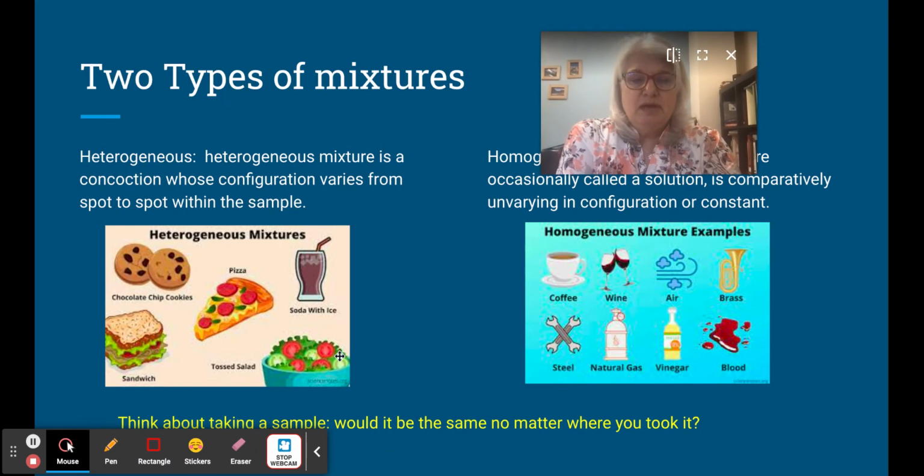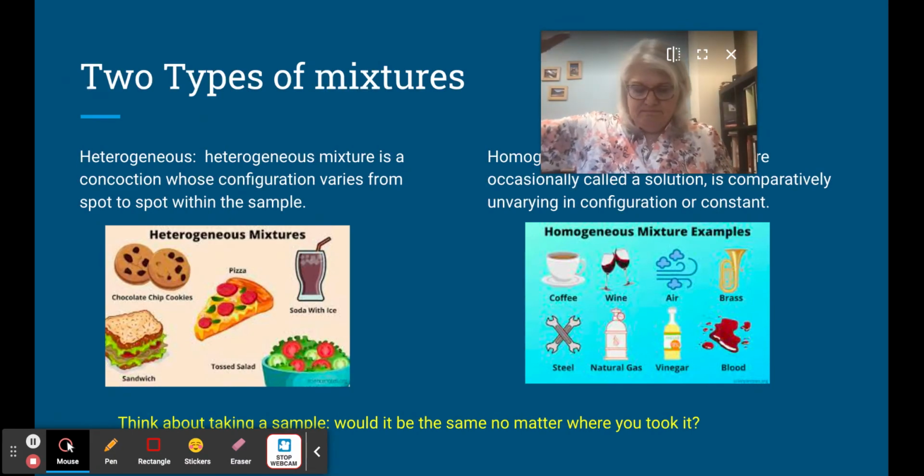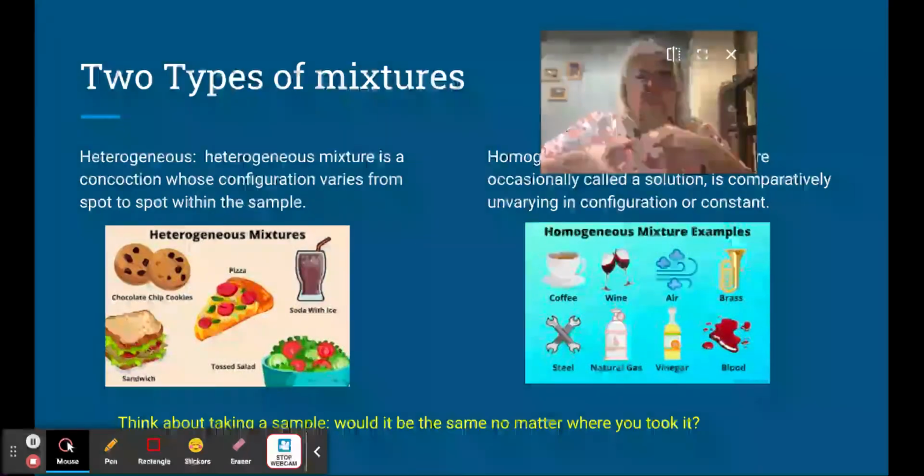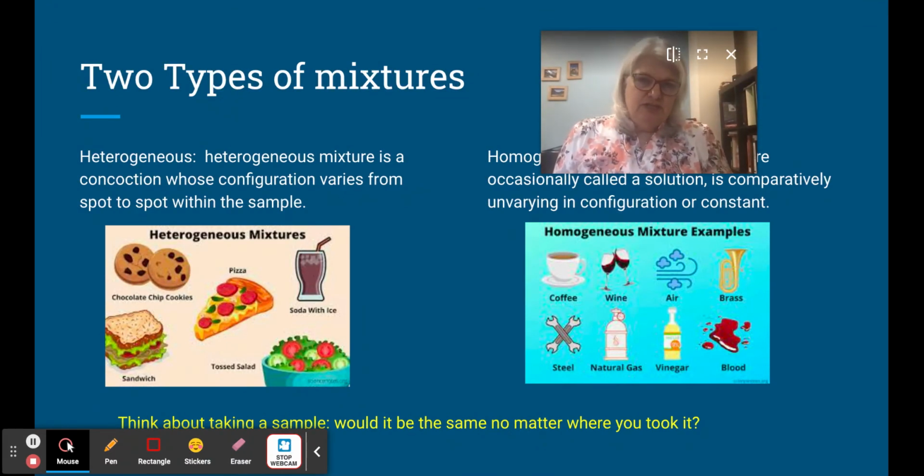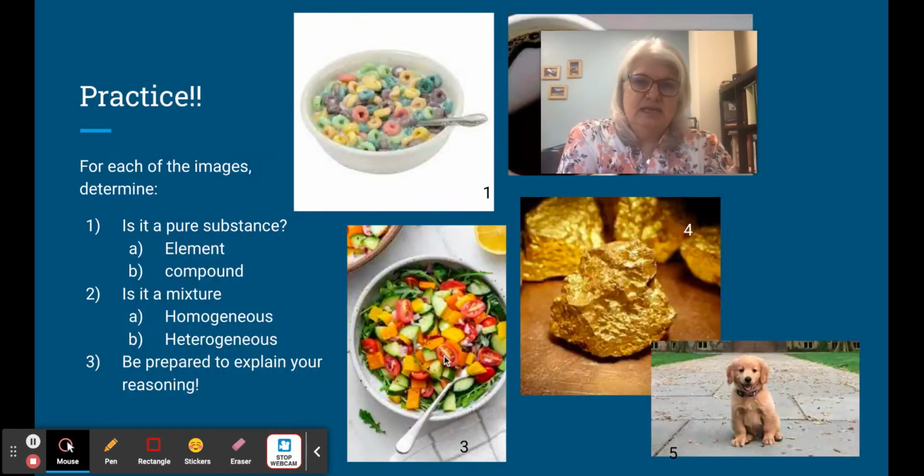When you think about mixtures, think about taking samples. Let's say I have a chocolate chip cookie, and I take a sample around the edge versus in the middle. I'm going to get different ratios of cookie to chocolate chips and all those things. So I want you to really think about, is it the same throughout?